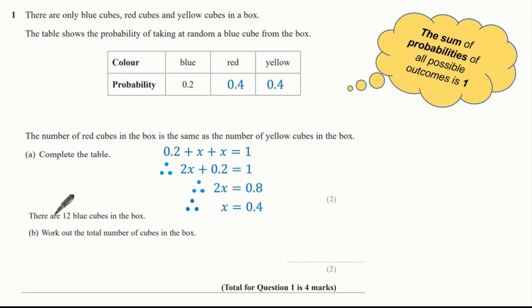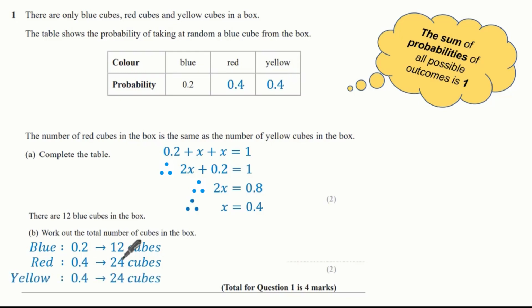Now the second part states that there are 12 blue cubes in the box. Work out the total number of cubes in the box. If we know there are 12 blue cubes and the probability of a blue is 0.2, then 0.2 is represented by 12 cubes. So looking at red, what would 0.4 be? If 0.2 is 12 cubes, 0.4 would be 24 cubes. And given the probability of yellow is the same as red, yellow is 24 cubes too. So in total we have 60 cubes.